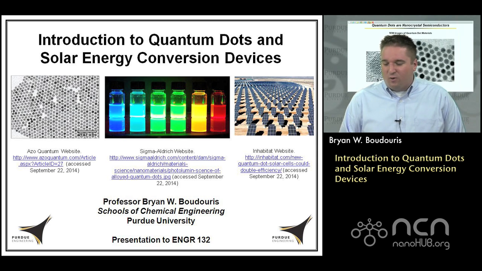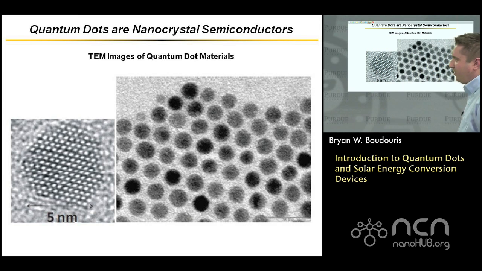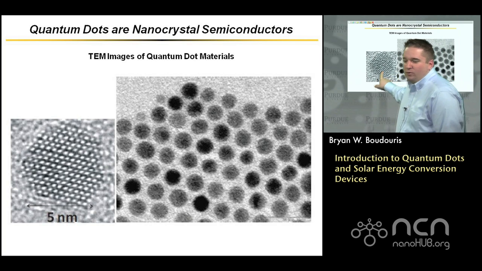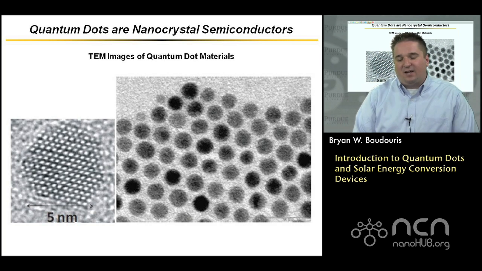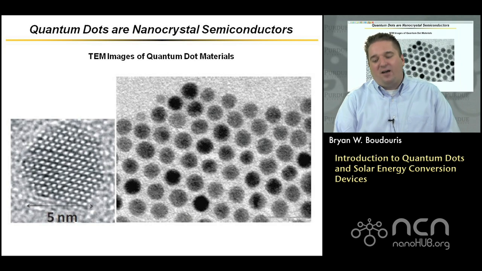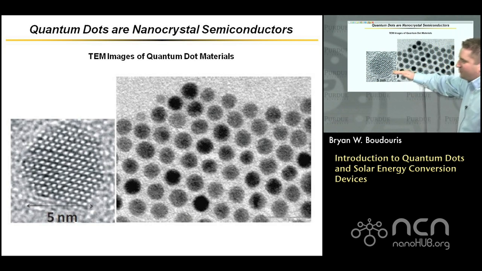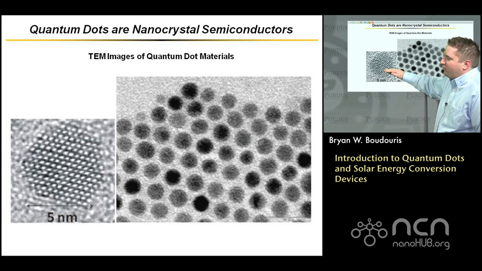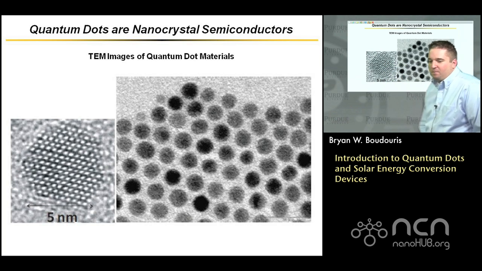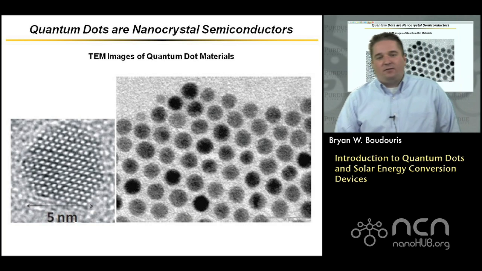So what is a quantum dot? Well, here's our electron microscopy images again, okay? Here's a series of a whole bunch of quantum dots, right? These are all kind of speckled out there. And here we've zoomed in on one intentionally, and it's roughly 5 nanometers in diameter. And at roughly 5 nanometers in diameter, you can actually see the lattice fringes associated with the crystal of this material. So a quantum dot is a nanocrystal semiconductor.